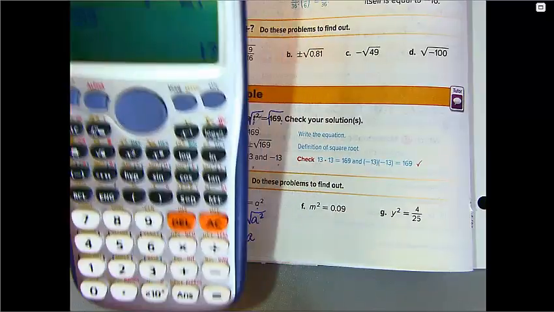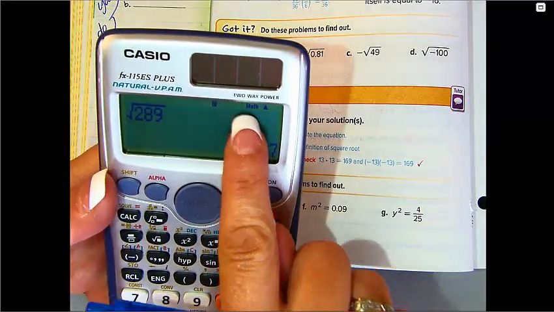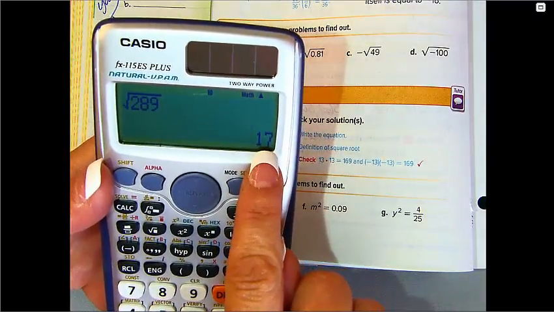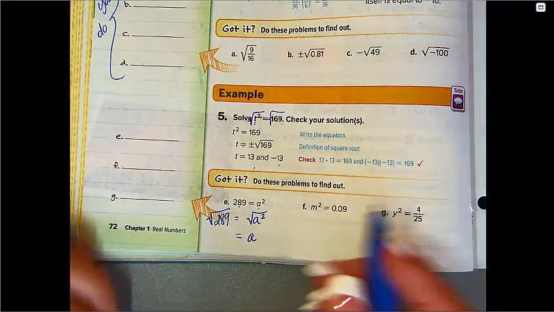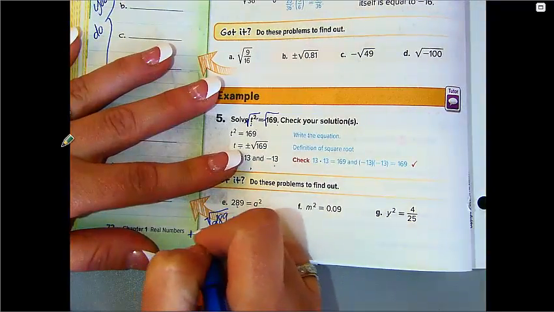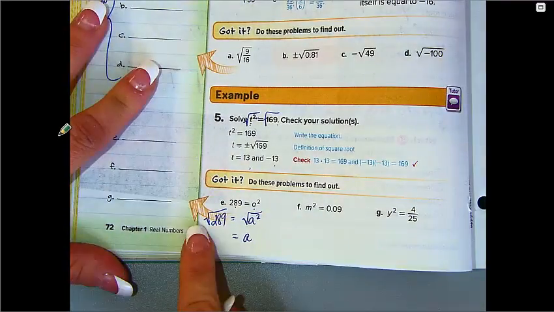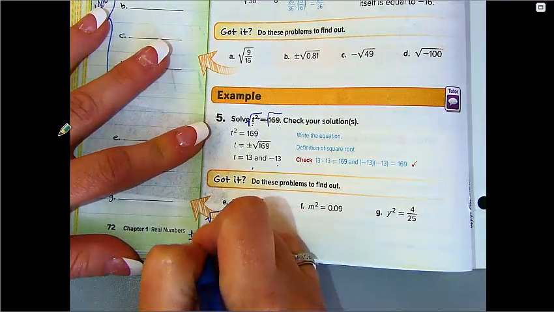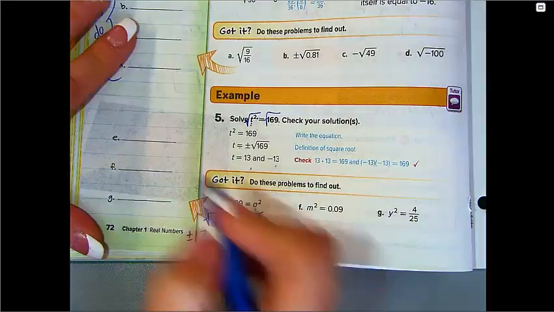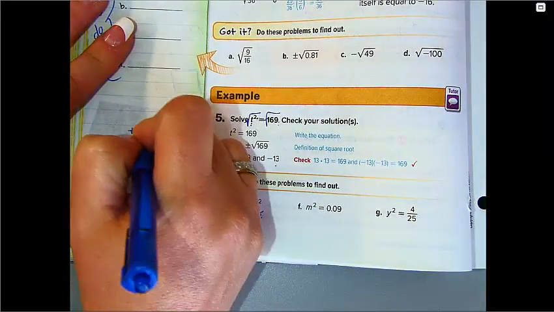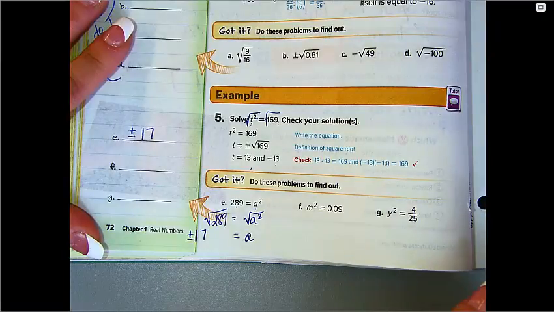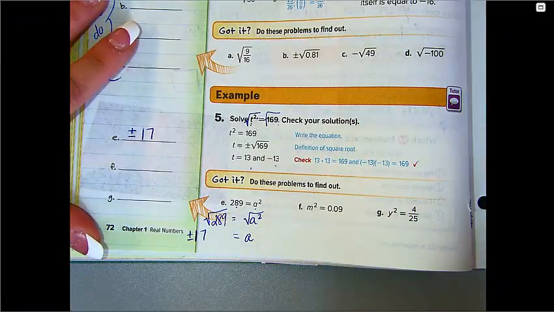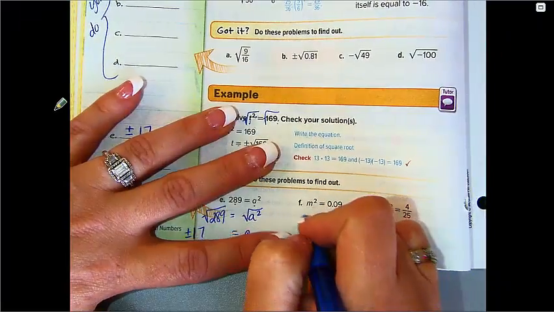So your answer is not just a positive 17, but remember there's two answers to every radical, so it's a positive 17 and a negative 17. So this is positive 17 and negative 17, and I can write it just like that. Hopefully you can see my 1 right there. So for E, it's a positive negative 17, because 17 times 17 is 289, negative 17 times negative 17 is 289.